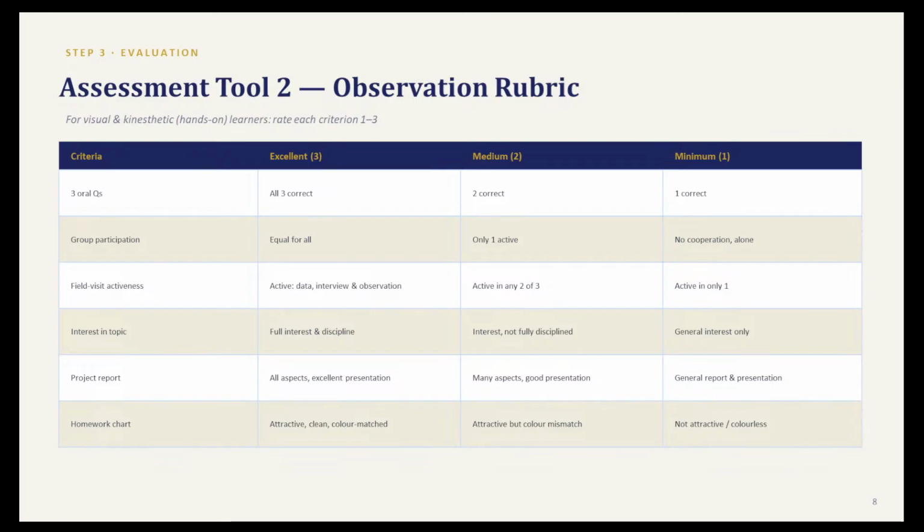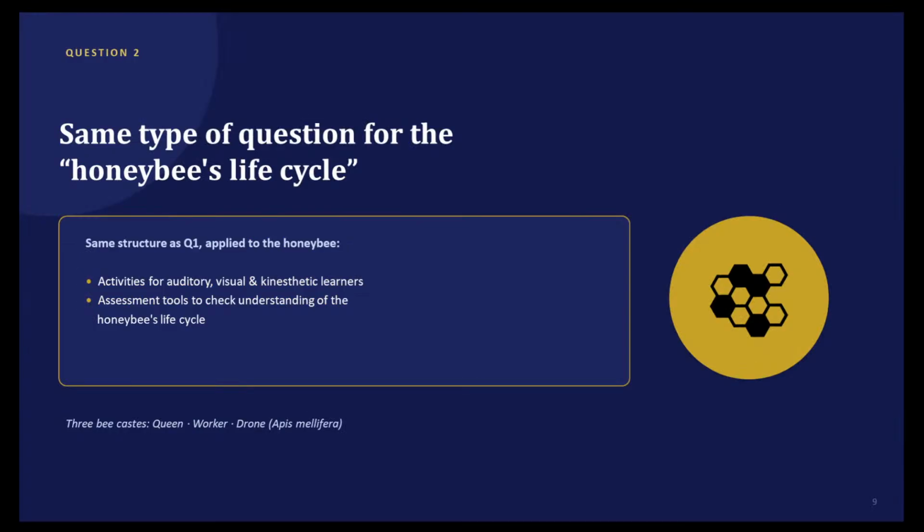So therefore, I also use observation rubrics during the classroom activities and the field visits, and I observe students' participation, teamwork, communication skills, and interest in the lessons, project work and homework. So each criterion is graded as excellent, medium, or minimum. So this gives a more complete picture of students' learning. So the same type of questions apply for the honeybee life cycle.